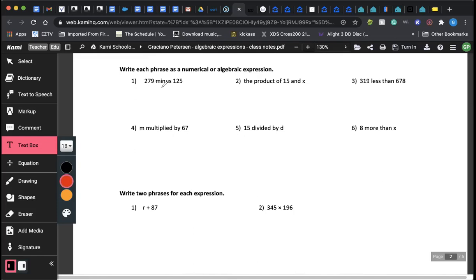Number one, it says 279 minus 125. That's just going to look like this, right? That's the numerical expression of that. What do we do for 2? What is the product of 15 and x? What does that look like? The product of 15 and x? Are we dividing? What does product mean? It's multiplying? Yeah, product is multiplication, right? So it's going to be 15x.